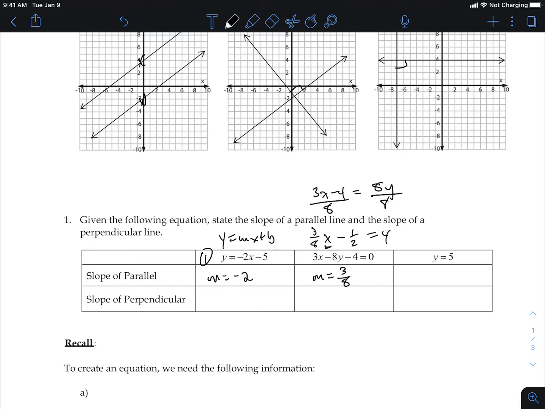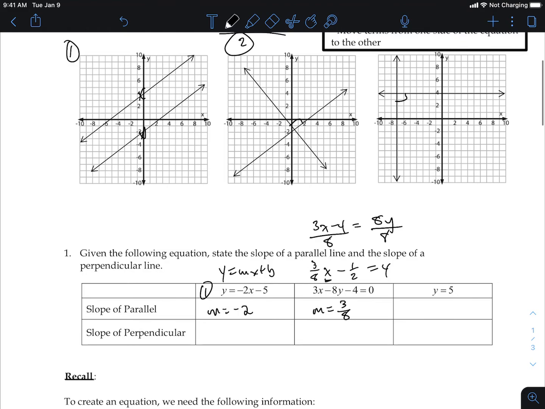What you're going to find is slope's going to come back big time in this unit. Which makes sense because we're dealing with lines. Right. Now, y equals 5 is what? That's the question. Is it this or is it this?